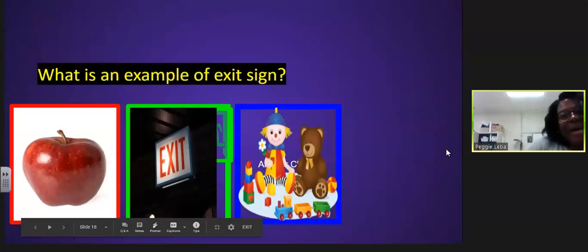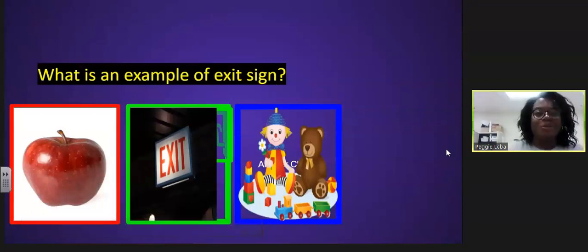Okay, so we are back. That was a little pick-me-up so we could continue with the lesson. Okay, the second question is, what is an example of an exit sign? Does that mean an exit sign is an apple? An exit sign above a door? Or do exit signs mean toys? Okay?